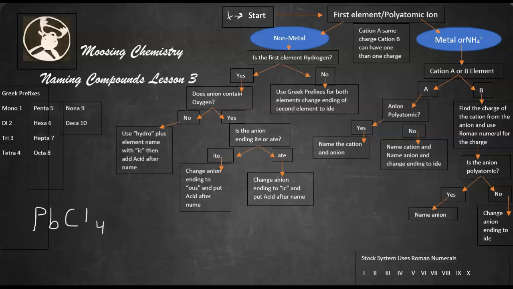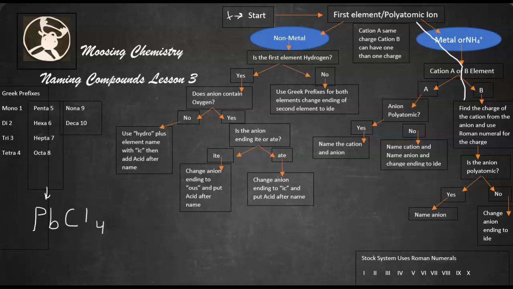So we start here again. First element or polyatomic ion. Well, Pb is definitely not a polyatomic ion. We know that. It's an element. But is it a metal or nonmetal? Well, we found out in the last problem it was a metal. So we go down to the metal here. Is it a cation A or B element? It's definitely a cation B element. So we're going to go down to the B element.